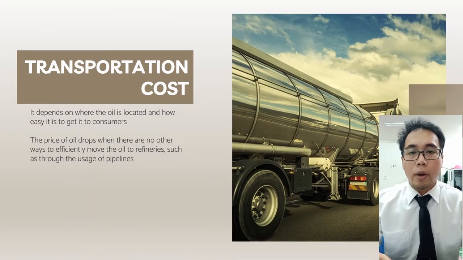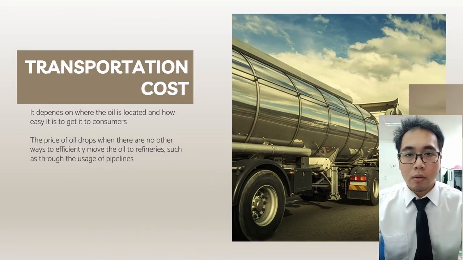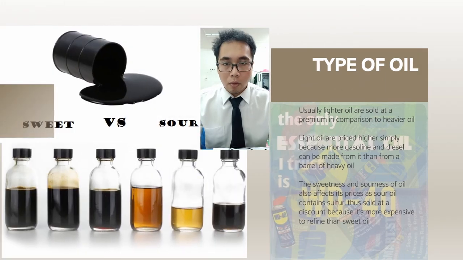Moving on to the next point, transportation costs. It depends on where the location of the oil is and how easy it is to get it to the consumer. The price of oil drops when there are no other ways to efficiently move oil to refineries, such as pipelines. The third, the type of oil.